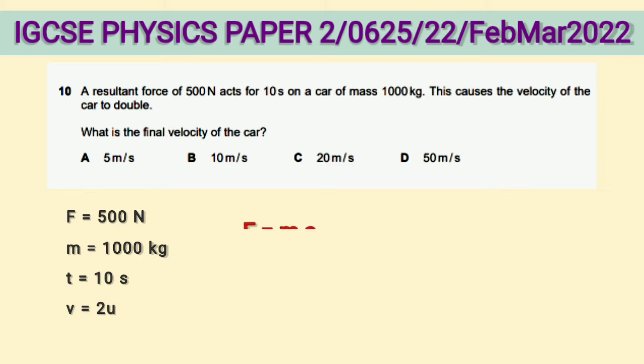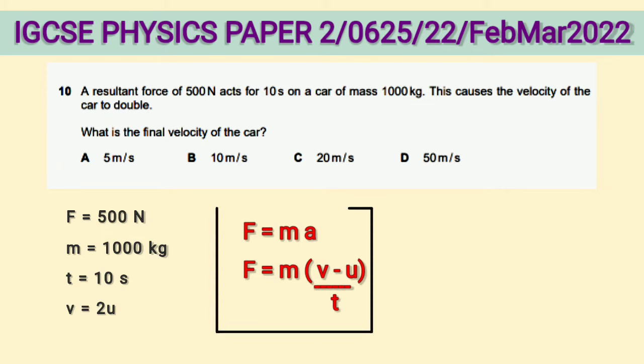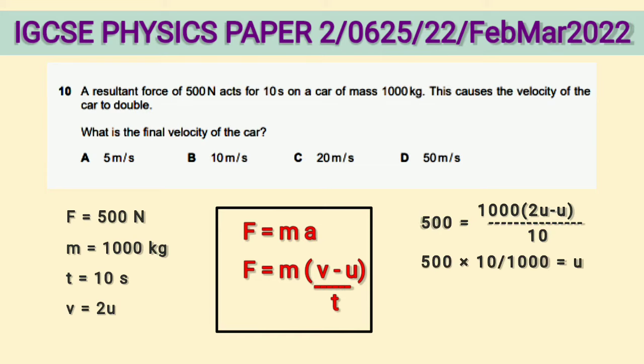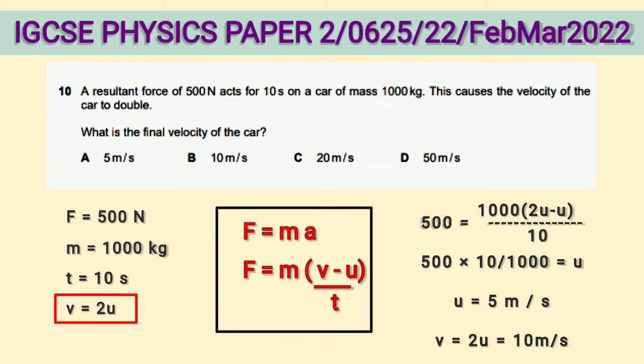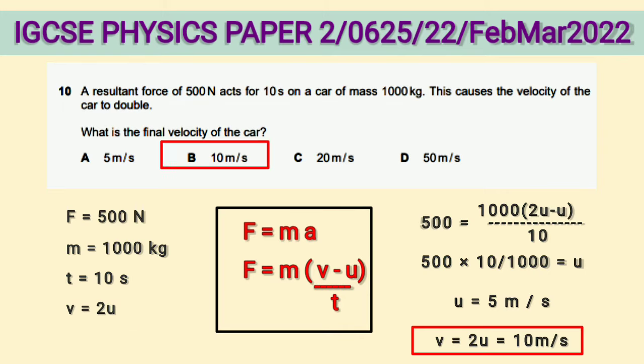Let us use the formula F equals ma. Force is equal to mass times acceleration. But acceleration is (v minus u) upon t. Let us replace a by (v minus u) upon t in the formula and substitute all the values. Our v will be 2u, so v minus u is 2u minus u. On calculating this, we get initial velocity u equals 5 meters per second. But in the question, we have to find the final velocity of the car, which is v. v equals 2u, that is 10 meters per second. So option B is the correct answer. The final velocity of the car is 10 meters per second.